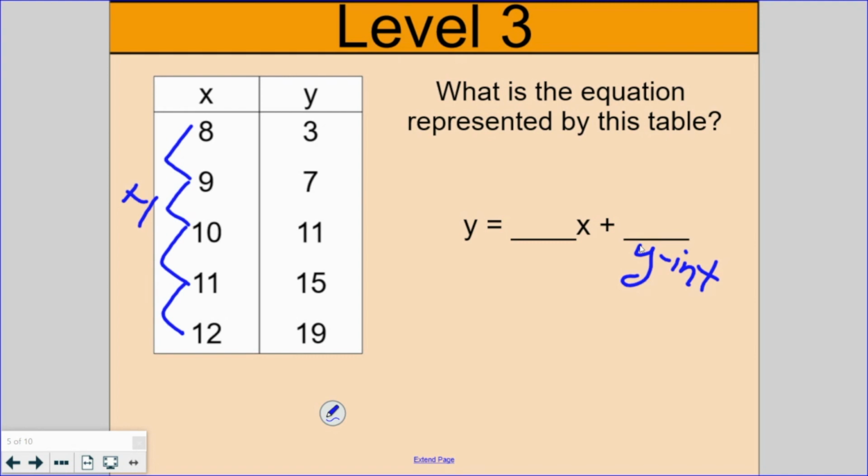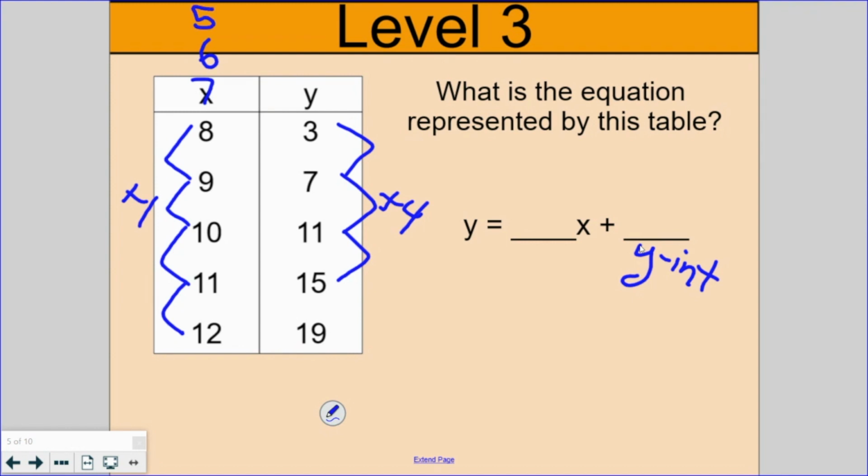What is happening over here to the change in y? Oh, are we adding 4 every time? Okay, so to find our y-intercept, we could work backwards. And if this was 8, 9, 10, if we're adding 1 every time on the x column, if we're subtracting 1, this would go to 7, and then 6, and we can work our way back.